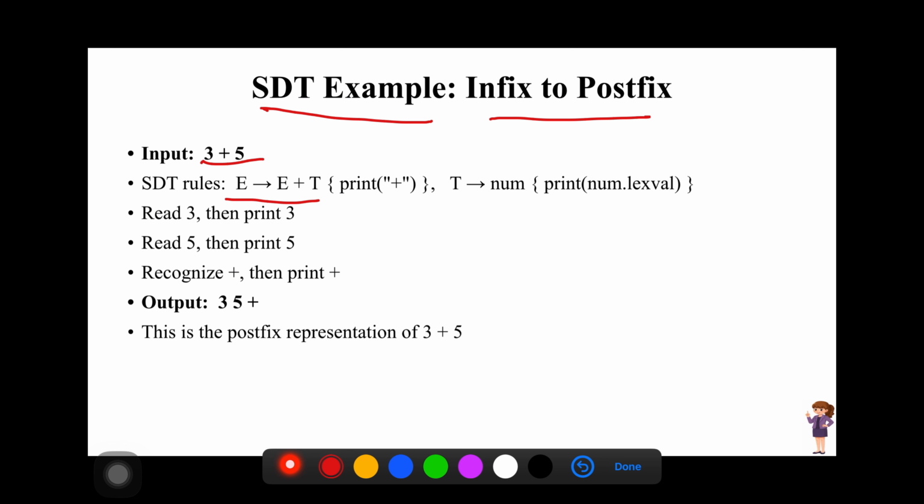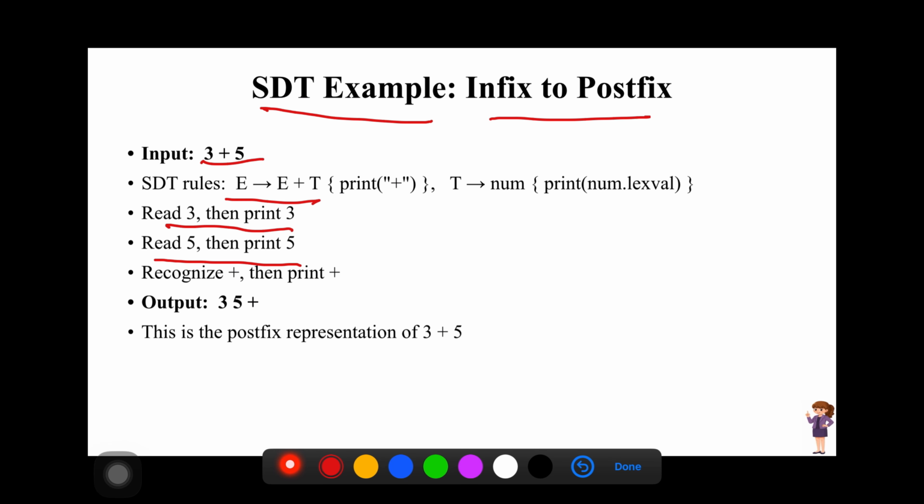When the parser reads 3, it prints 3. When it reads 5, it prints 5. After the operands have been processed, the action associated with the plus operator prints plus. Therefore, the output becomes 3 5 plus. The important point here is that the position of the semantic action determines where it is executed. This is one of the key ideas behind syntax directed translation. I hope you guys understood.